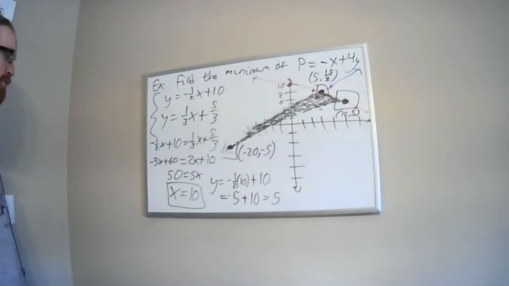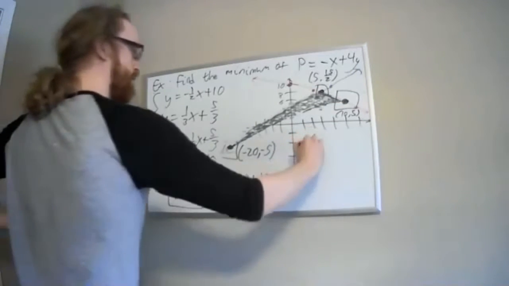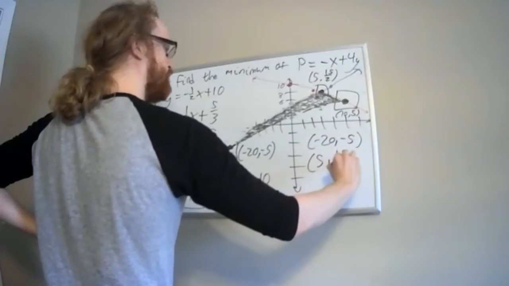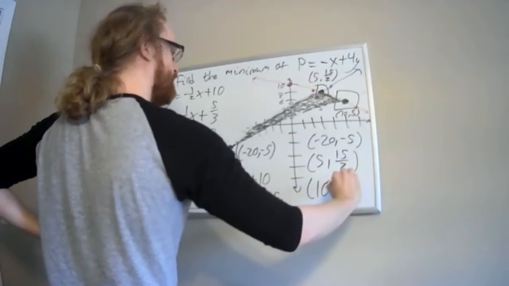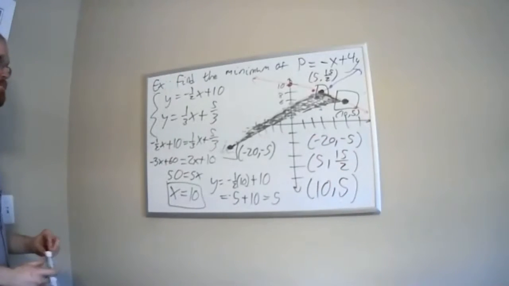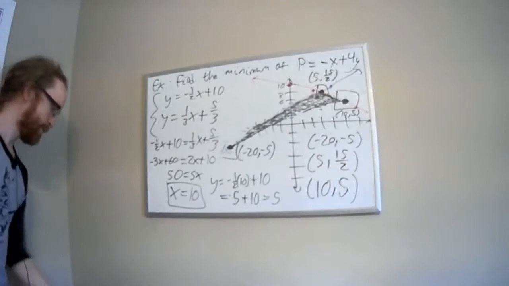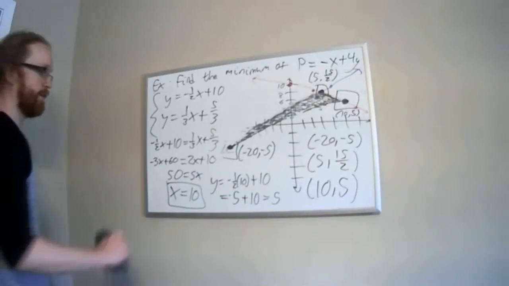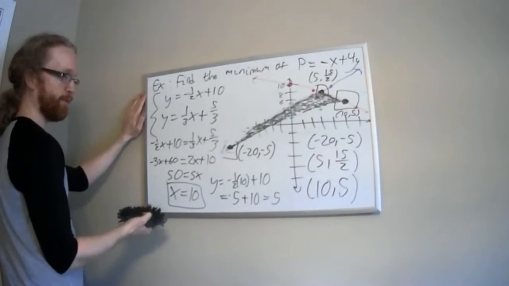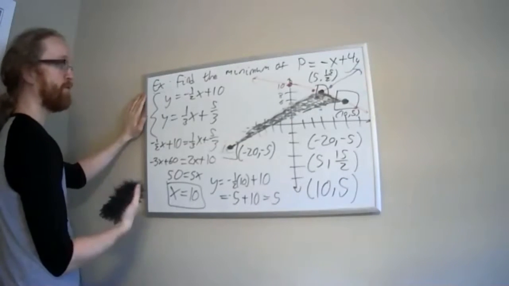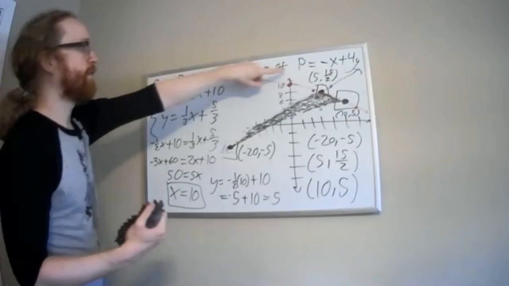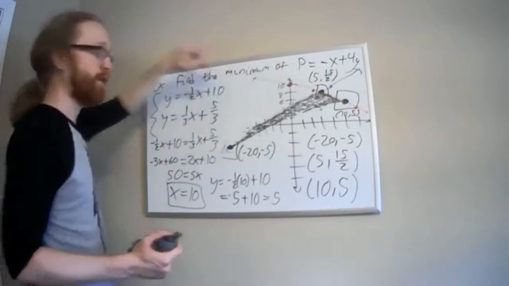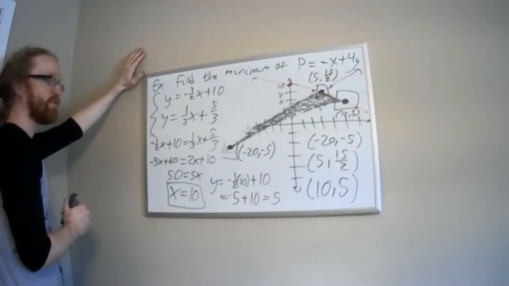So my 3 corner points are (-20, -5), (5, 15/2), and (10, 5). Okay. Cool. So we found our 3 corner points. Now that we've done that, the final step is to find the minimum of the values that I get by plugging the corner points into the function. So we're going to go through and just plug them all into the function and see what we get.